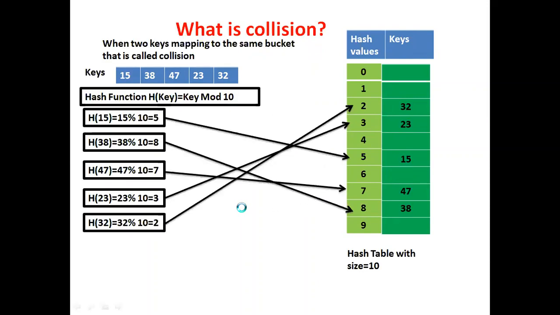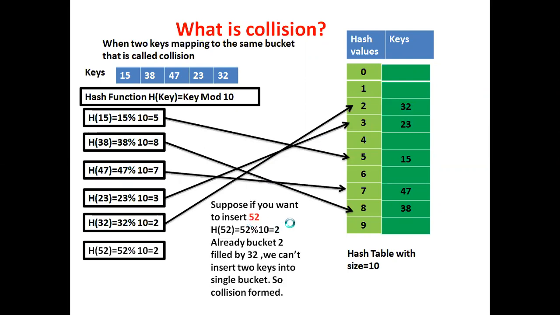Now, what is collision? When these keys are already inserted into the hash table, and I try to insert one more key, 52, 52 modulus 10 means 2. Bucket 2 is already filled by 32. When we try to insert two keys into the same bucket, that problem is called collision. We cannot insert two keys into one single bucket.